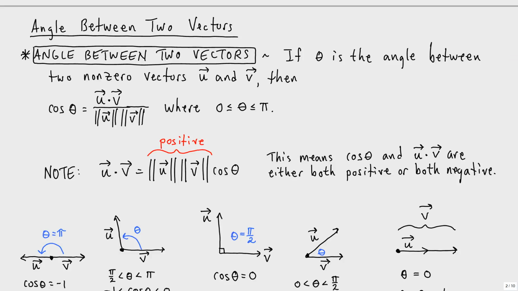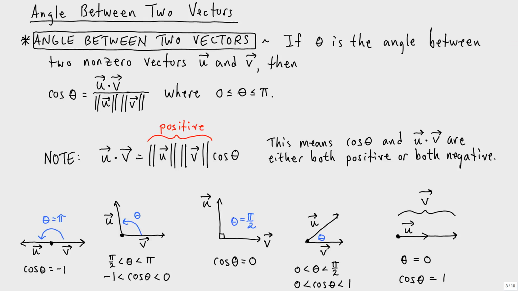Alright, so if you want the angle between two vectors in a plane, let theta be that angle. So we'll have theta as the angle between two non-zero vectors, vector u and vector v. Well, cosine of this angle will equal the dot product divided by the product of their magnitudes. So we do the dot product of the two vectors and then divide by the length of vector u times the length of vector v. And that angle will be between 0 and pi, or equal to 0 and pi.